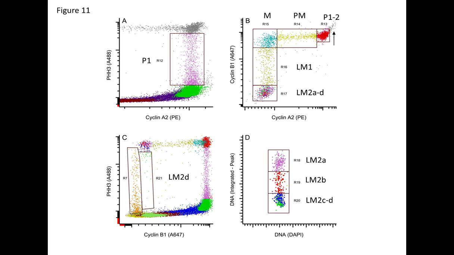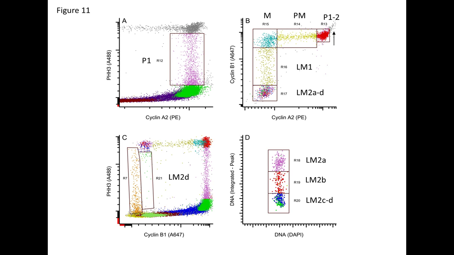We next turn to M phase. We define the earliest M state, P1, as 4C cells with maximum levels of cyclins and rising levels of phosphohistone H3. That is shown in the upper left on the plot of PHH3 versus cyclin A2. The previously defined G2 cells in green define the critical boundary, and the upper boundary is placed at the cluster edge.